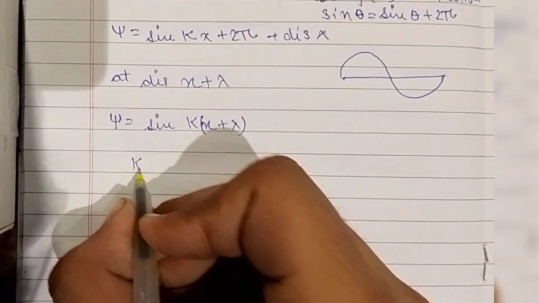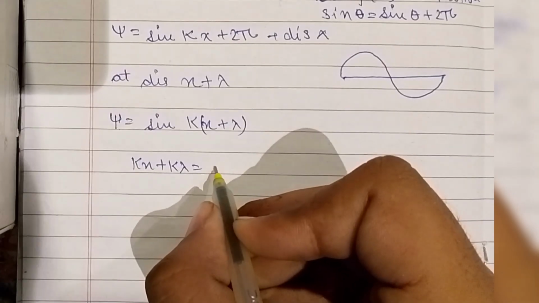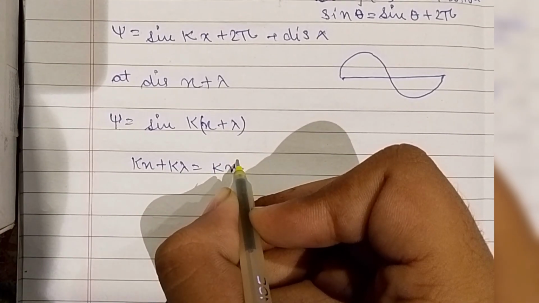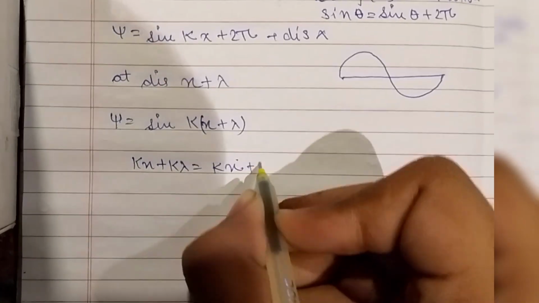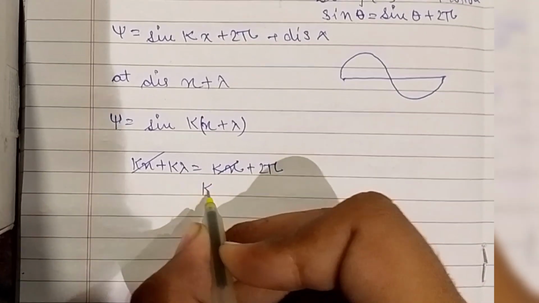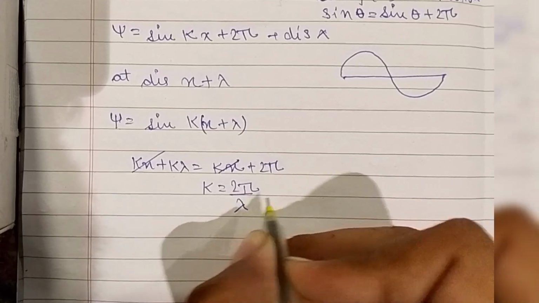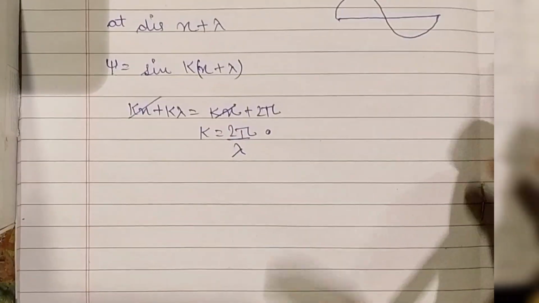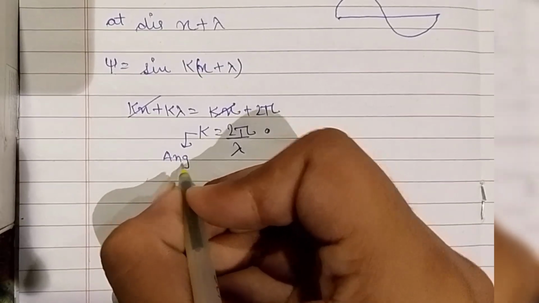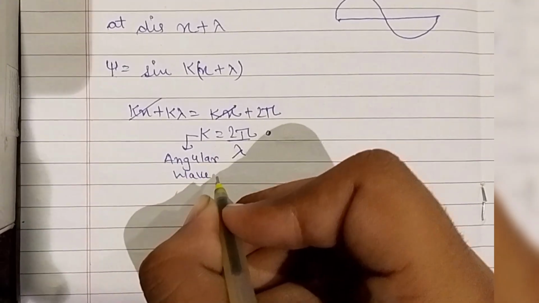So from here we get kx plus k lambda is equal to kx plus 2 pi. So kx cancels out. k is equal to 2 pi by lambda. Here k is a constant which we denote as the angular wave number.